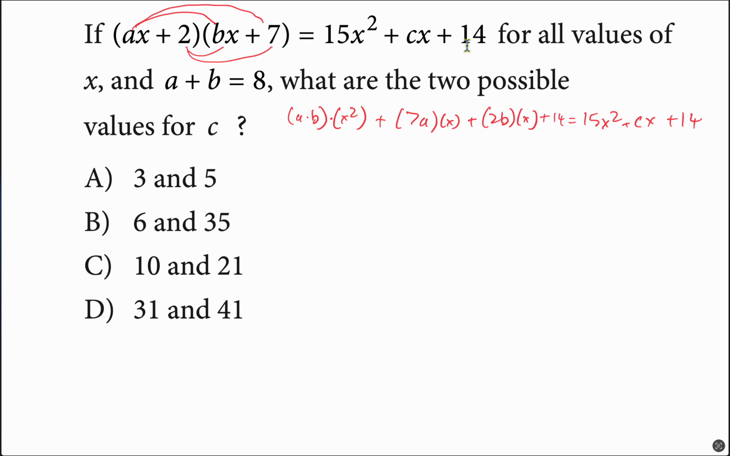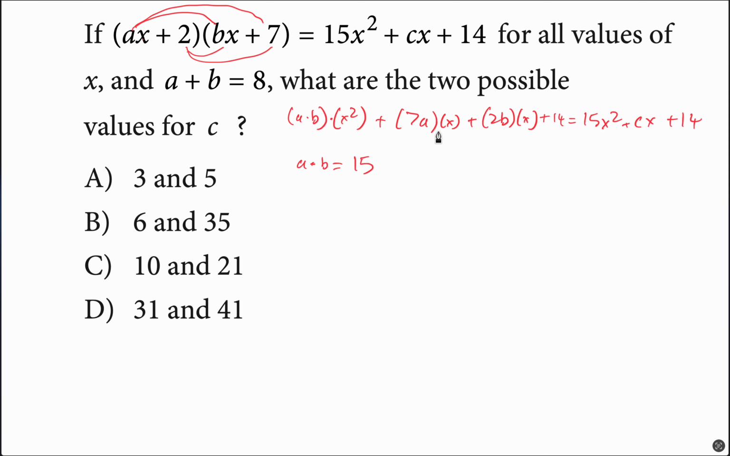All right. So x squared to your left, x squared to the right. So we know that a times b equals 15. So let's write out what we know. We have a times b equals 15. All right. So now we know that.